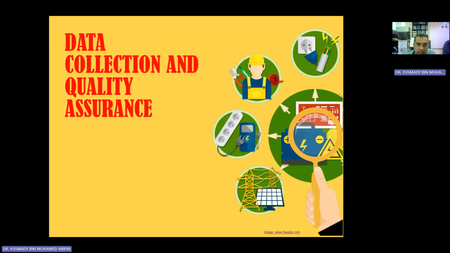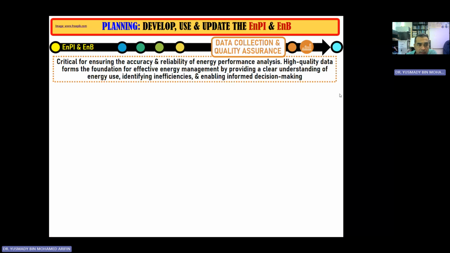Okay, now about data collection and quality assurance. This step is actually critical for ensuring the accuracy and reliability of energy performance analysis. High quality data forms the foundation for effective energy management by providing a clear understanding of energy use, identifying inefficiencies, and enabling informed decision making.